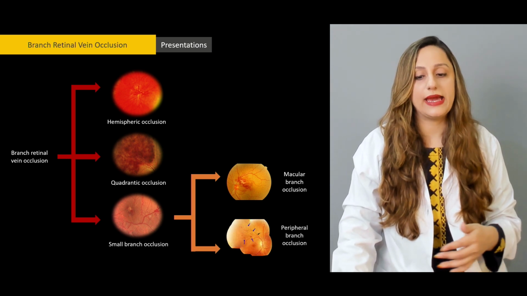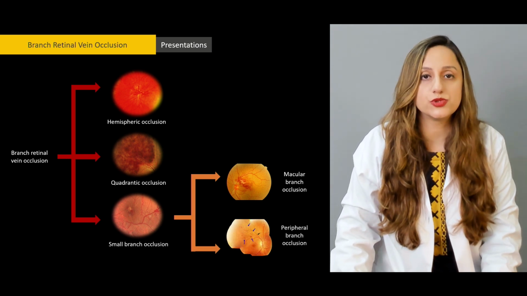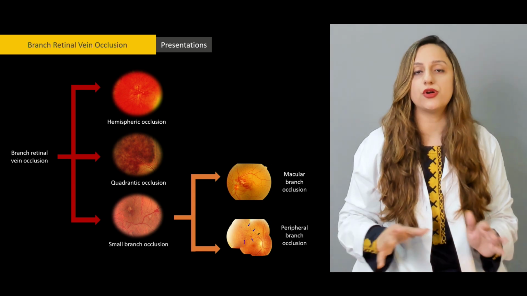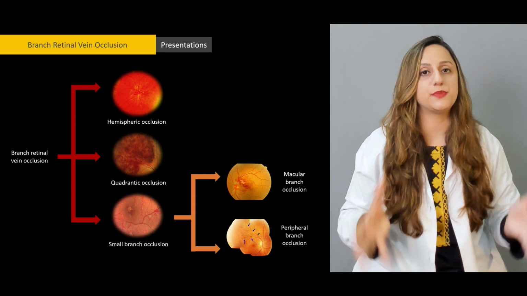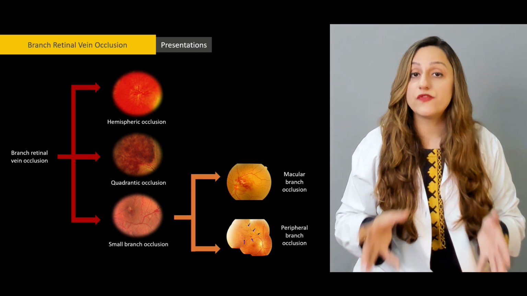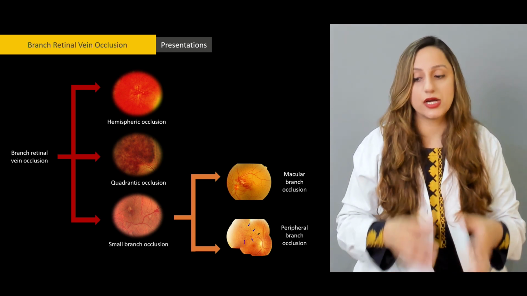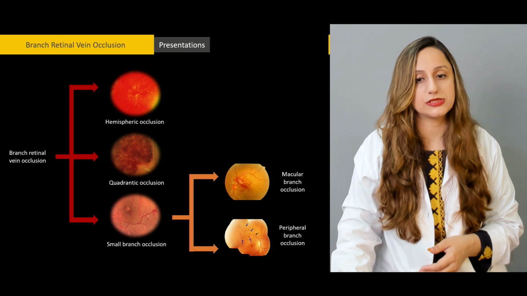And then finally, we have the peripheral branch occlusions. So it can be the central vision that is being affected, or it can be the peripheral vision that is finally being affected by a branch vein occlusion in that particular patient.